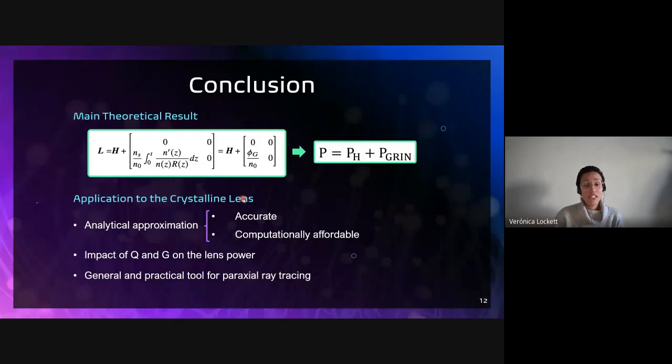And in how it applies to the crystalline lens, we found the analytical approximation for Navarro's model, which is accurate and also computationally affordable. We look at the impact of G and Q on the lens power. We're still looking more at that and how it affects, for example, accommodation and aging. So we're studying all of that now. And we think it's a general practical tool for actual ray tracing.